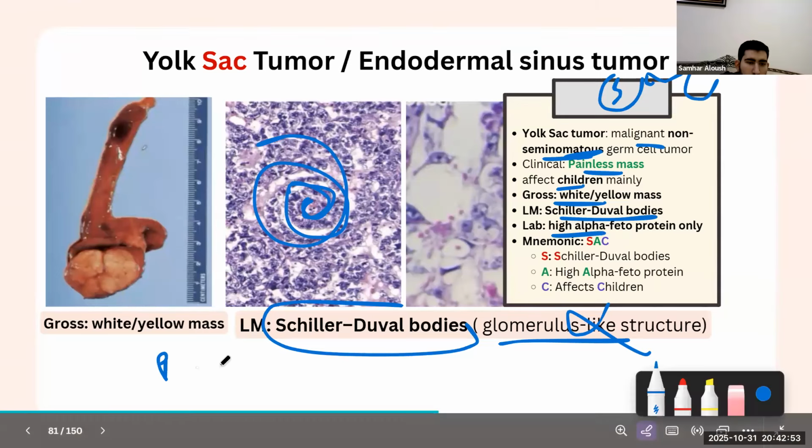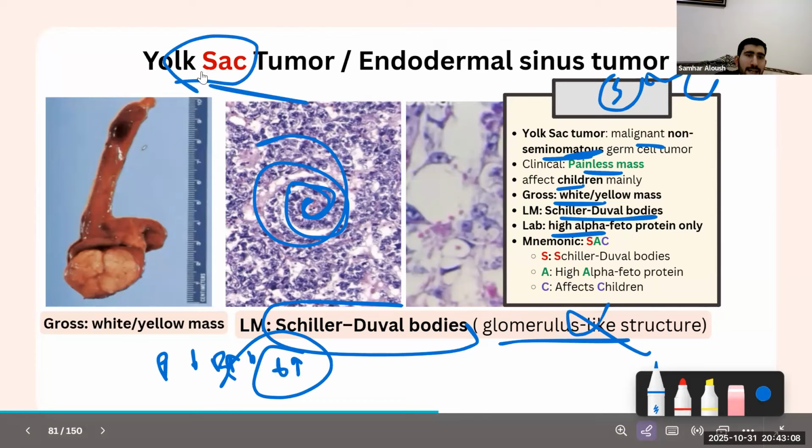So in pregnancy, we have beta HCG and alpha fetoprotein. In seminoma, both are low. In embryonal carcinoma, both are high. In yolk sac tumor, only alpha is high. So how will you memorize this? It's called the yolk sac tumor.